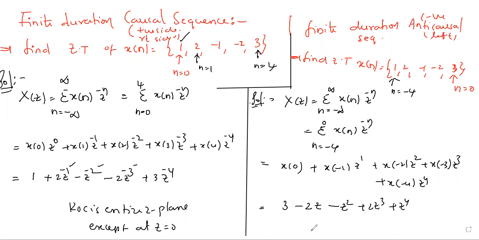So here, what is the ROC for this finite duration anti-causal sequence? ROC is entire z plane except at z equal to infinity. Okay, this is left-sided sequence, right-sided sequence, like that. Now let us see the combination.